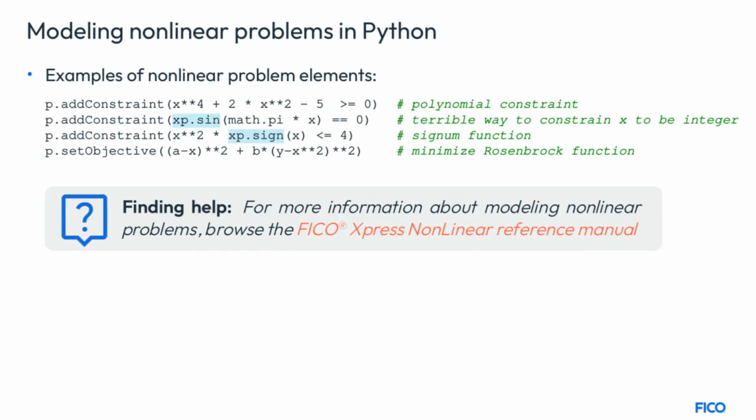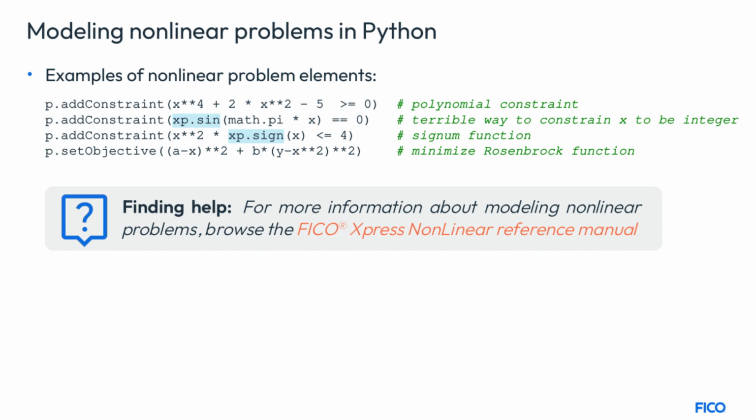In some examples, you can see the power element being used on a polynomial constraint, as well as the xpress methods for sine and signum functions, and the non-convex Rosenbrock function being set as an objective. Problems with these elements will be solved using the Xpress nonlinear solver.